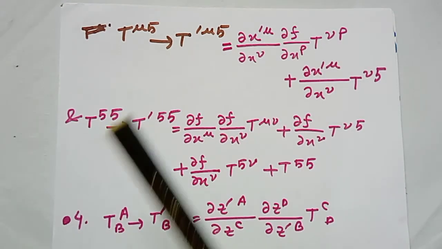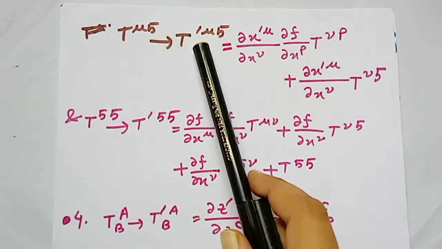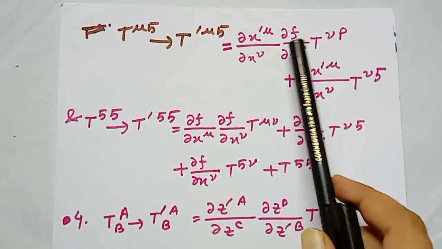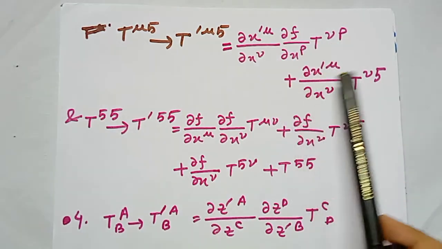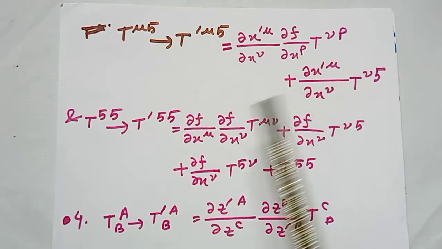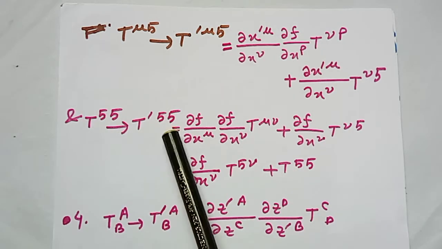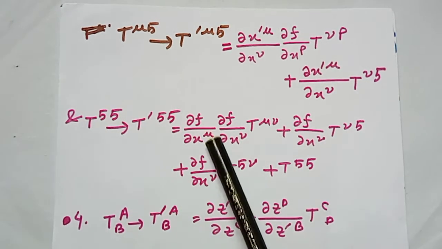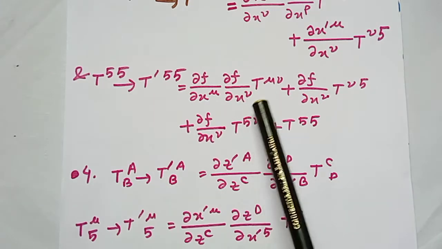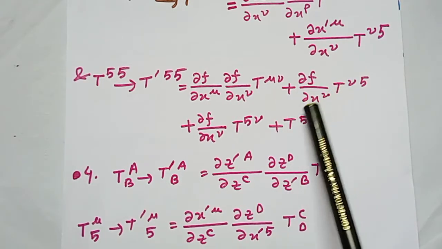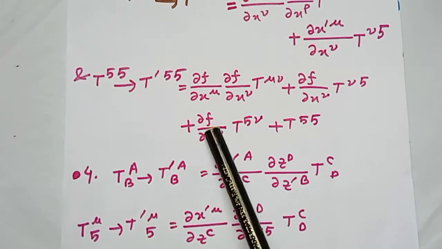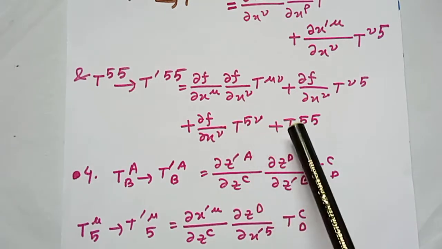Now the fifth component: T'^mu 5 = (dx'^mu/dx^nu)(dF/dx^rho) T^nu rho plus (dx'^mu/dx^nu) T^nu 5, and T'^55 involves dF/dx^mu dF/dx^nu T^mu nu, plus dF/dx^nu T^nu 5 plus dF/dx^nu T^5 nu, plus T^55.